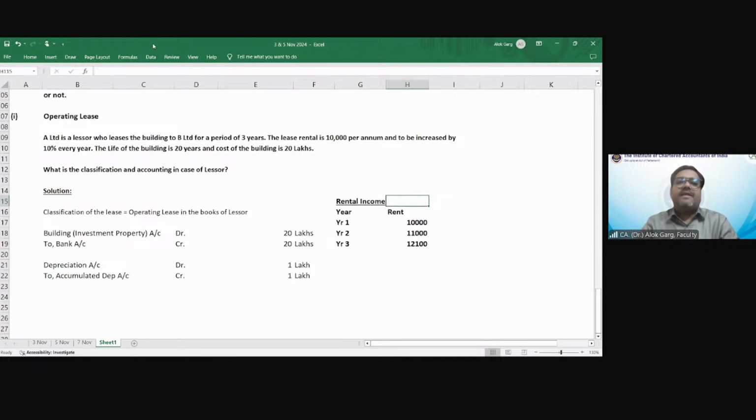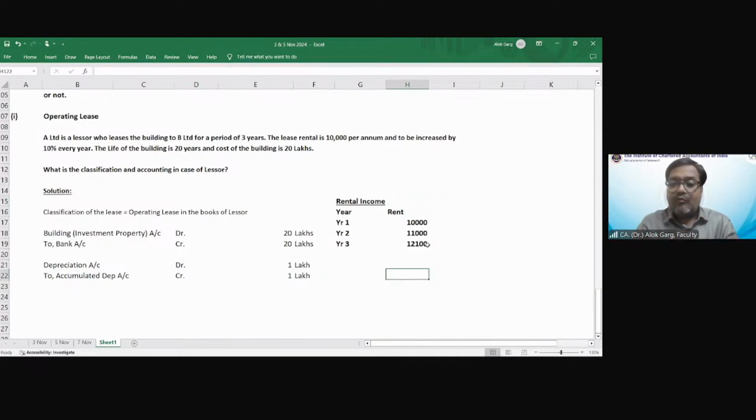Friends, the standard says that whenever there is an operating lease, the lessor has to account for the lease rental income on a straight line basis, or some systematic basis. You remember I have covered this concept in case of low value leases, where I have given an example also of how to make an accounting entry in this case.